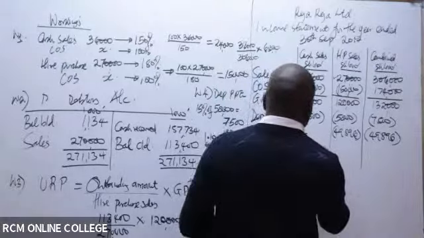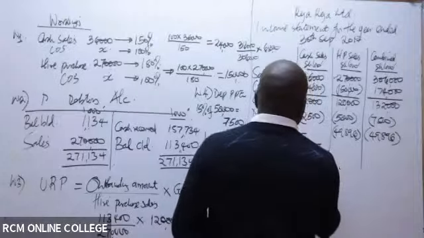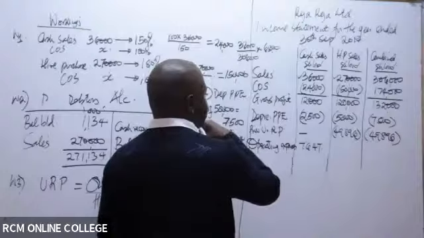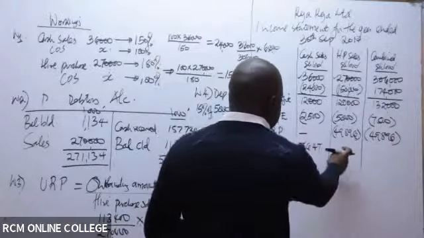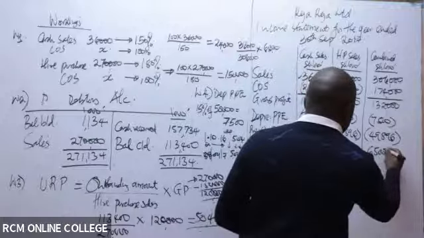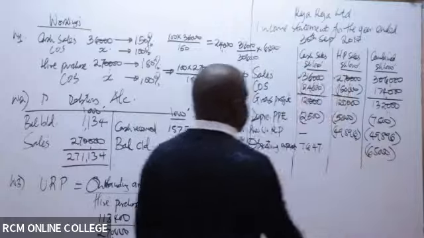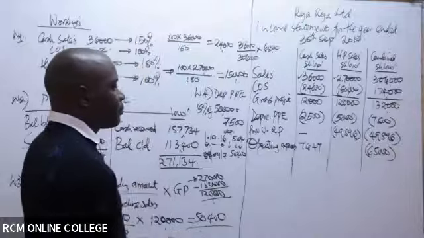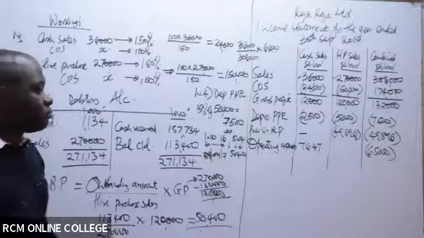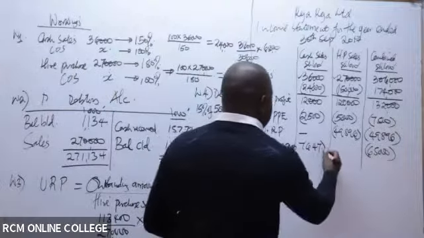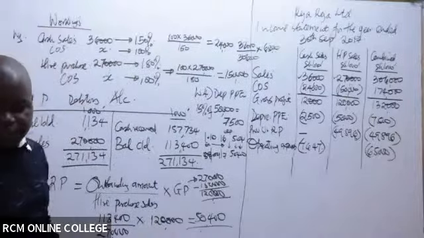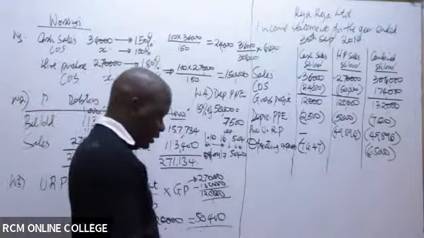So 7,647. Then you get the difference by minusing from 65,000. Just minus from 65,000 to get the figure here, because the total here should be 65,000. So get the difference to get the figure there. So 65,000 minus 7,647 is 57,353.